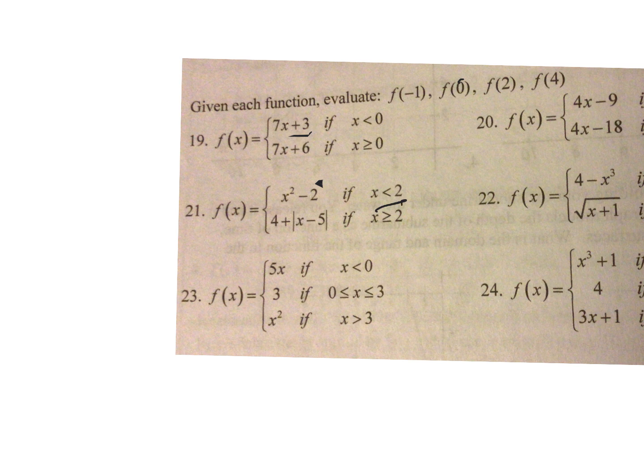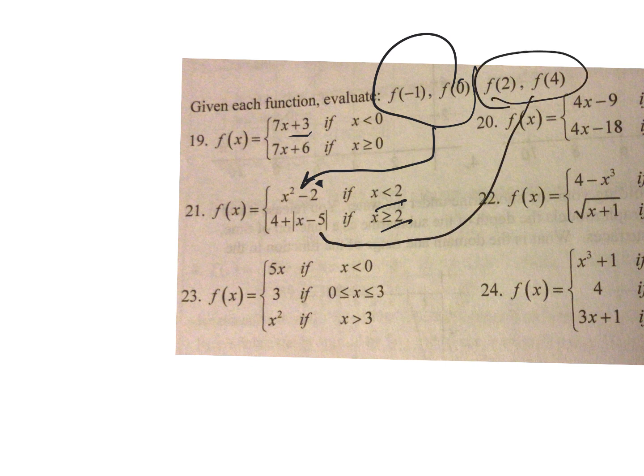Now we're using 2 as the cutoff. So for these two, we're going to use the x squared minus 2. But then because 2 is included in the second piece, for these two, I'm dropping them into that absolute value function.